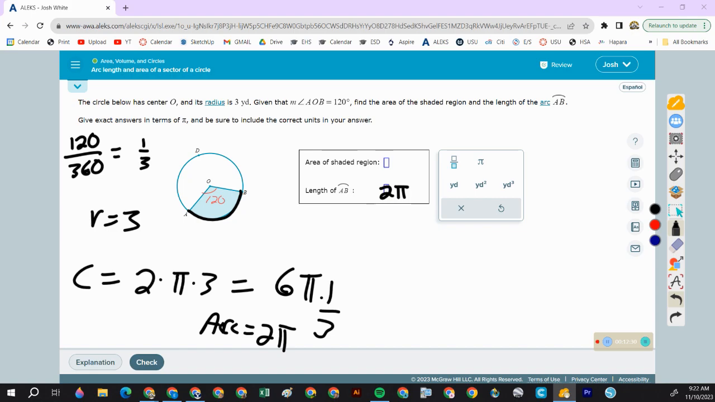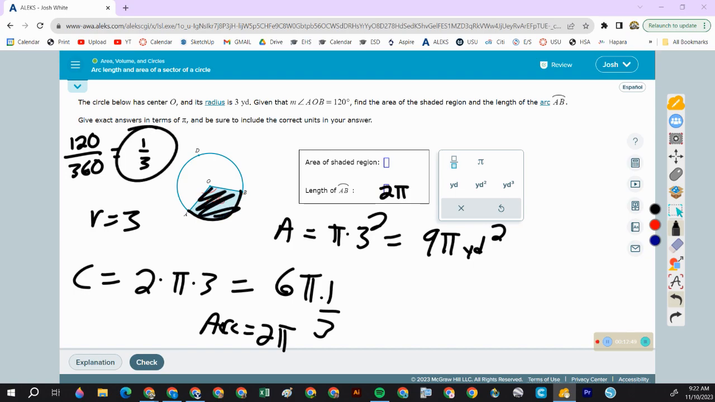Okay. What about the area of that section? Well, the entire area of the circle is going to be pi times 3 squared, or 9 pi yards squared. And we know that this pizza is 1/3 of the entire pizza. So we times this by 1/3, and we get 3 pi yards squared. All right. Make sure you put yards and yards squared.